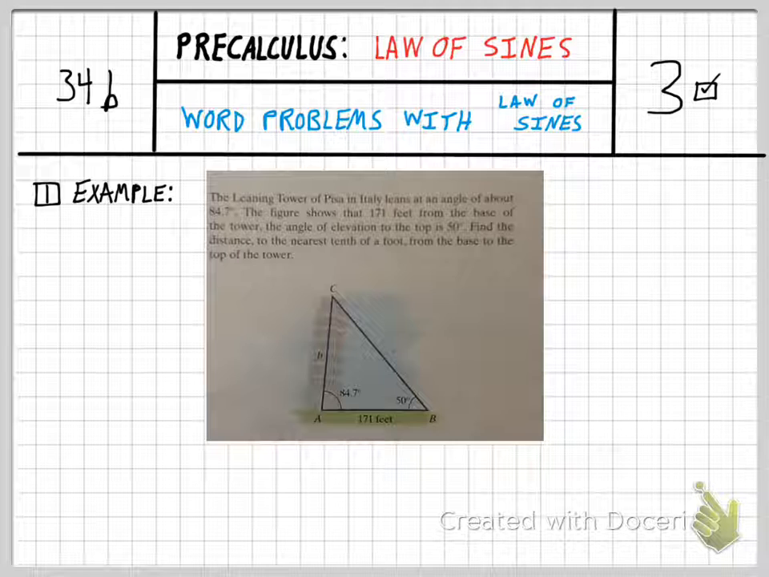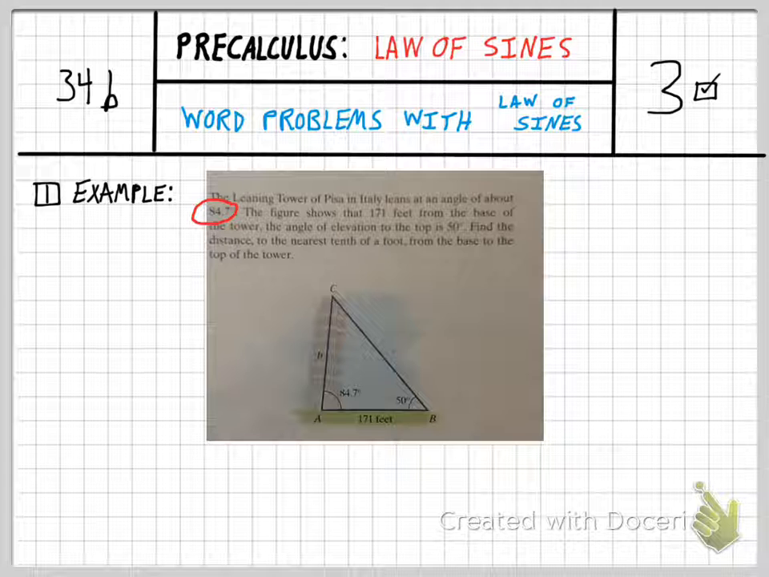So the Leaning Tower of Pisa, most of you have heard about, turns out to be leaning at an angle of about 84.7 degrees. And the question asks, if you walk 171 feet from the base of the tower and you measure the angle of elevation, you could actually tell the height of the tower.